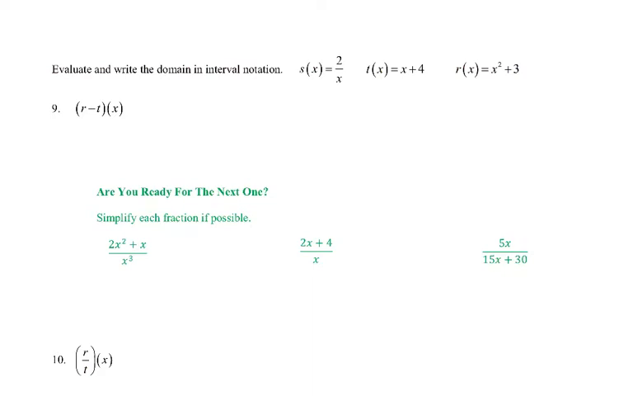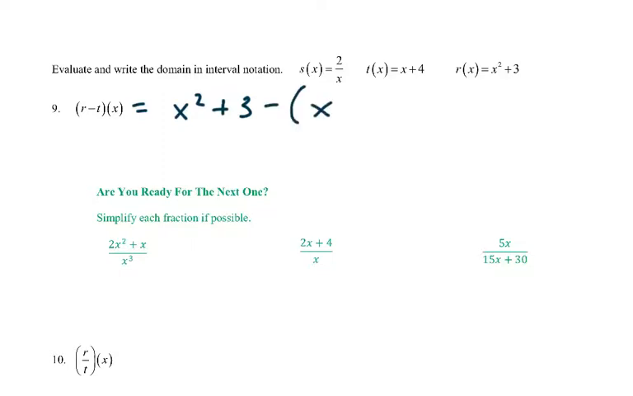So let's apply this to a situation where we're subtracting two functions from one another and evaluating the domain. So we're evaluating and writing the domain in interval notation for r minus t of x. So r is given as x squared plus 3. And then t is equal to x plus 4.